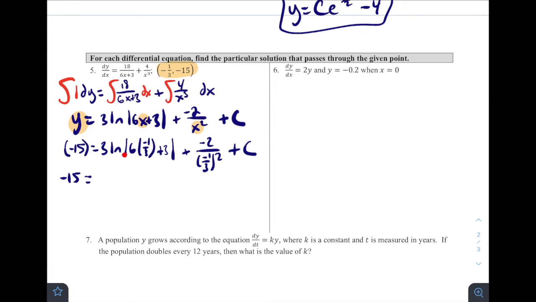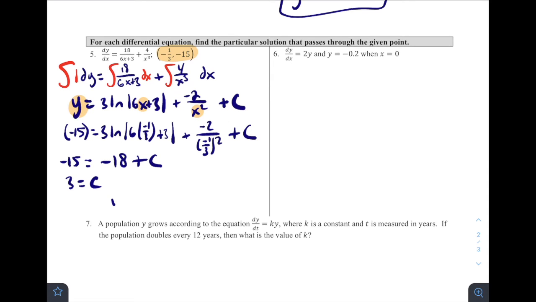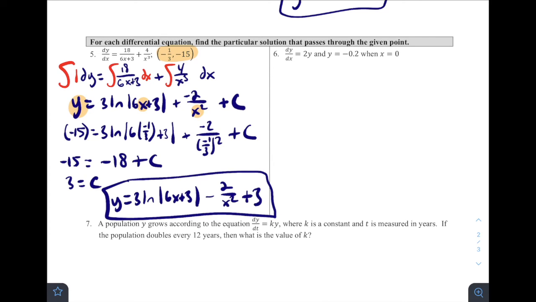Well, the natural log of 6 times negative 1/3 is going to be negative 2. Negative 2 plus 3 is 1, and the natural log of 1 is 0. So this whole term here is going to go to 0. And then we've got negative 2 divided by 1 over 9. So that's going to be negative 18 plus our c. If we add 18 to both sides, we get that c is equal to 3. So our particular solution for this is that y is equal to 3 times the natural log of 6x plus 3 minus 2 over x squared plus 3. And that is going to wrap up number 5 for us.